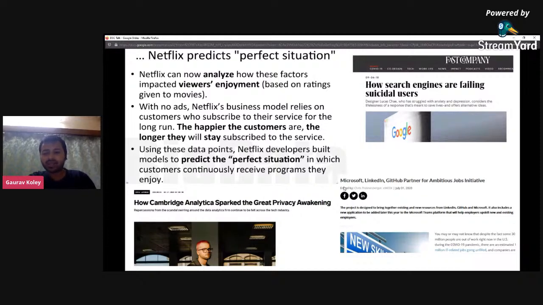So, these are things that the companies are doing with the amount of data that they have, both publicly available and within their own silos. And with that, they are able to do a lot of havoc, as Cambridge Analytica did, but also good stuff, like how Google is trying to do for suicidal people, or what Microsoft here is trying to do, helping people get jobs.